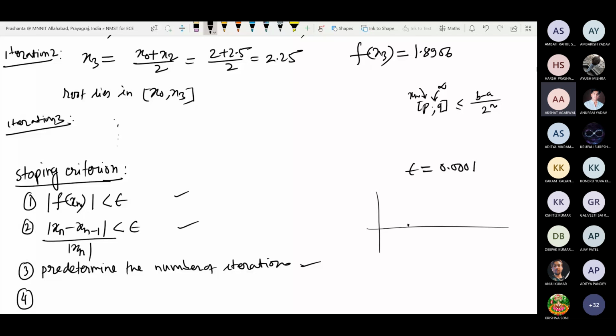So the distance between xn and alpha will be less than... the original root alpha also lies in the interval p comma q, and the approximate root xn also lies in the interval p comma q. So what will be the bound for xn minus alpha? Will that also be less than b minus a by 2 to the power n?